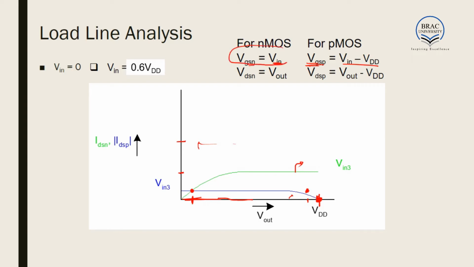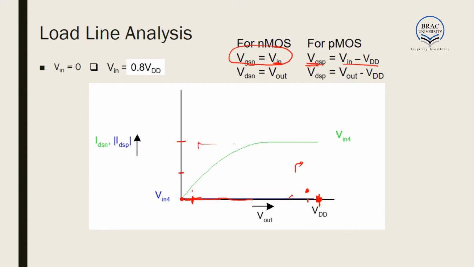Everything over here we see is related to this, because if we increase the Vin, what happens? VGSN increases, which increases the NMOS current, and VGSP decreases, which decreases the current of PMOS. And we get the output, which is very close to 0, but not 0 at this moment.